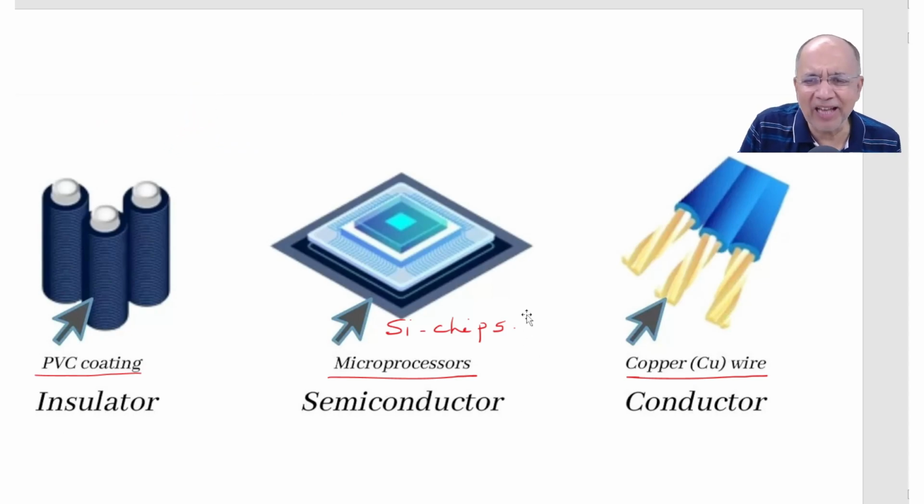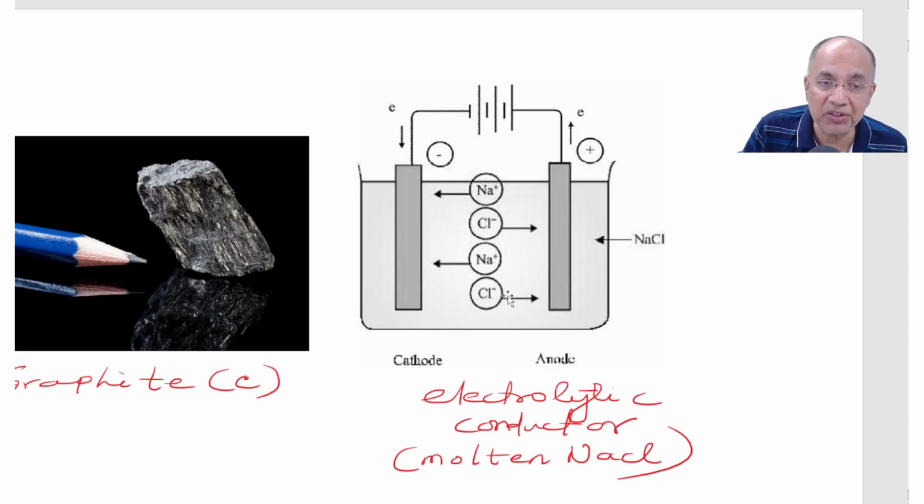Now these are the three examples. One, conductor: copper wire, for example, inside the insulation, and here the PVC coating outside the conductor. This coating is completely an insulator, and in between you find silicon chips. These are the silicon layers which have been pasted over one another. These are semiconductors.